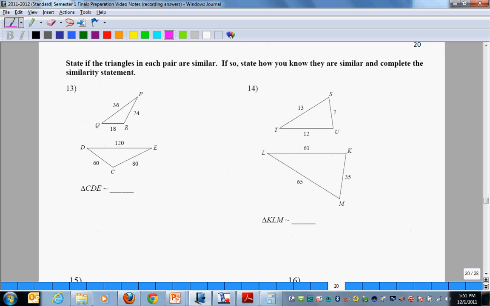In number 13, we're going to state if the triangles are similar. So the tests for similarity, there's 3. There's side, side, side similarity, side, angle, side similarity, and angle, angle. If so, state how they are similar and complete the similarity statement. Remember, since it's an if, one other option could be the fact that they are not similar. So don't forget that if there's an if, the negative is also possible.